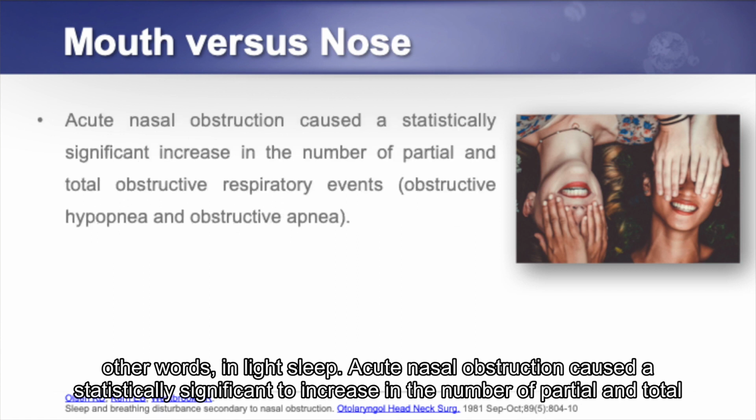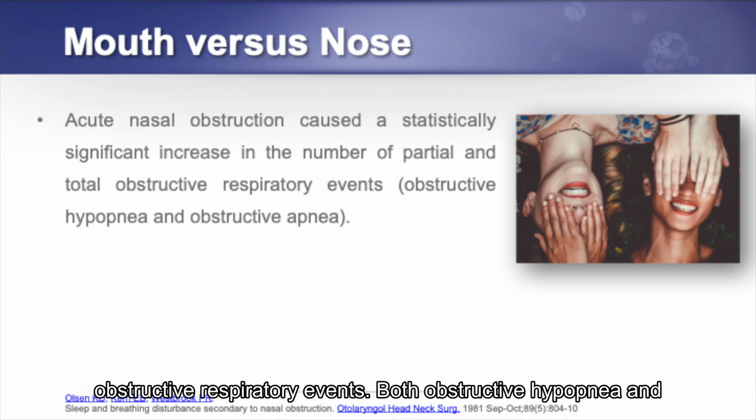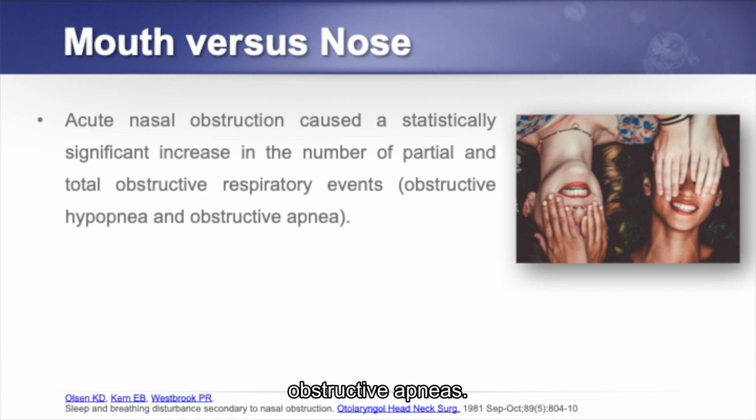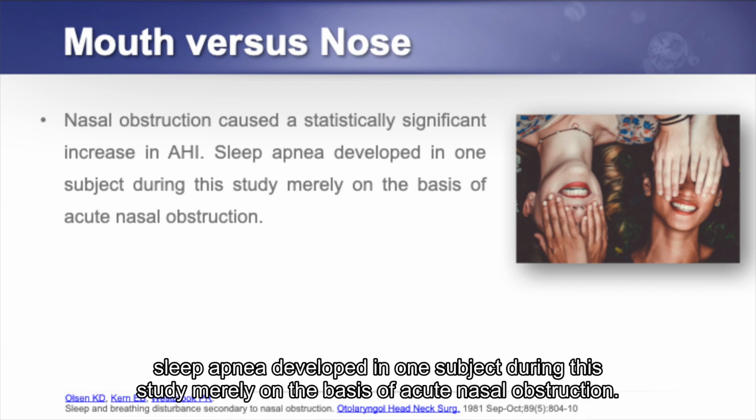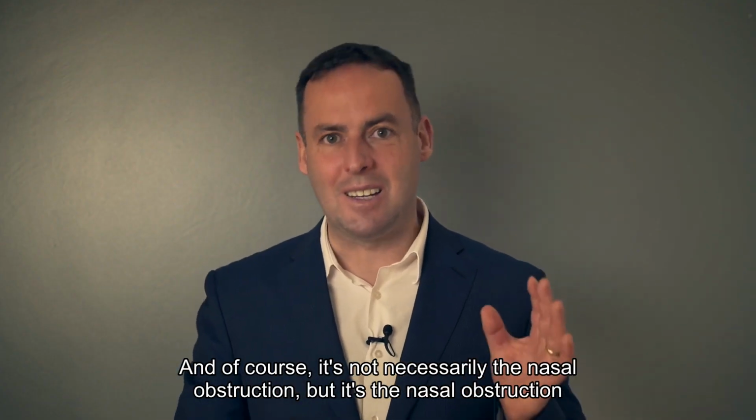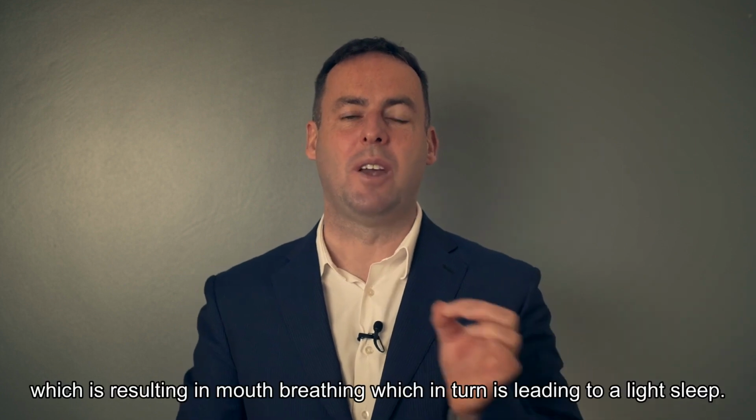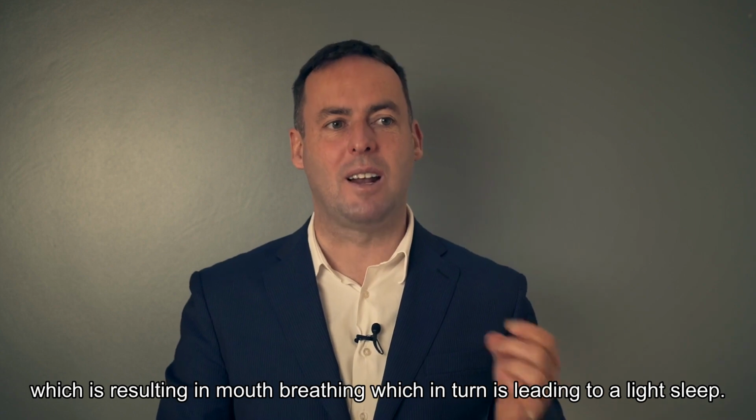Acute nasal obstruction caused a statistically significant increase in the number of partial and total obstructive respiratory events, both obstructive hypopneas and obstructive apneas. Nasal obstruction caused a statistically significant increase in the AHI, and sleep apnea developed in one subject during this study merely on the basis of acute nasal obstruction. And of course, it's not necessarily the nasal obstruction, but it's the nasal obstruction which is resulting in mouth breathing, which in turn is leading to a light sleep.